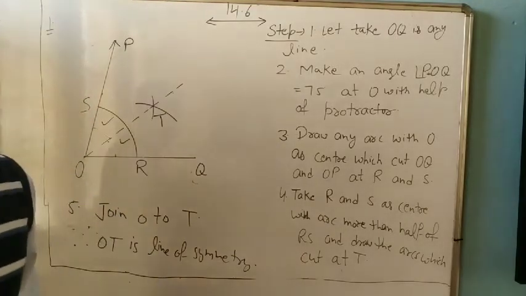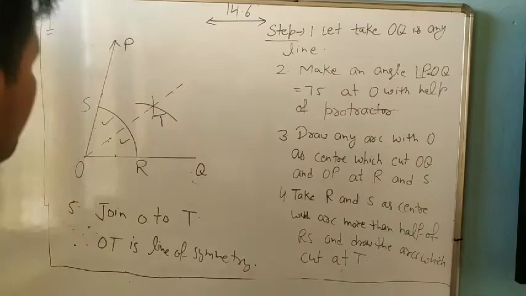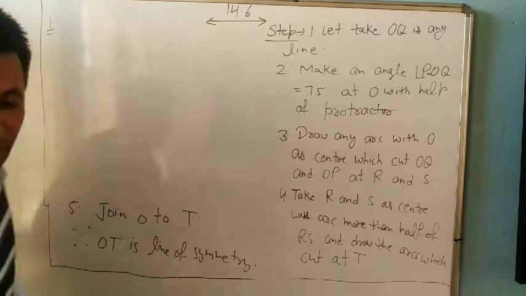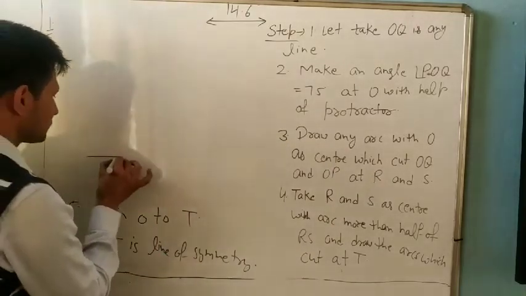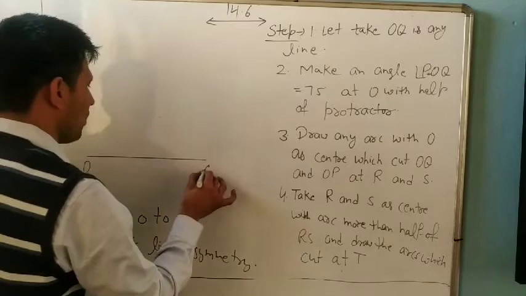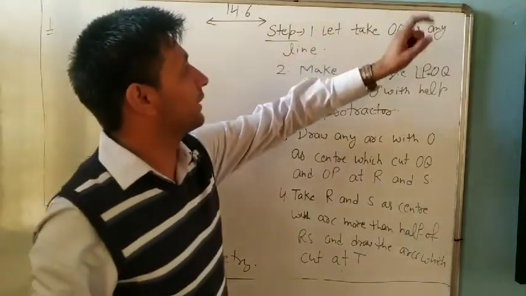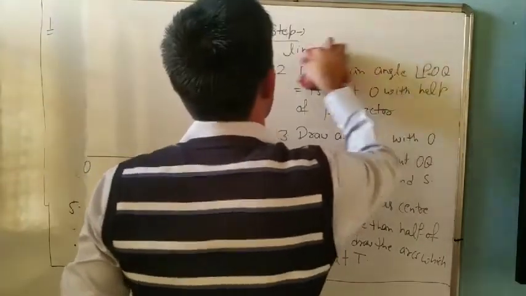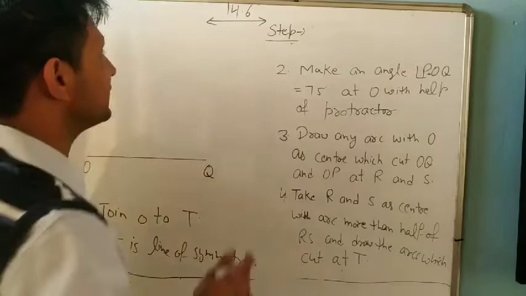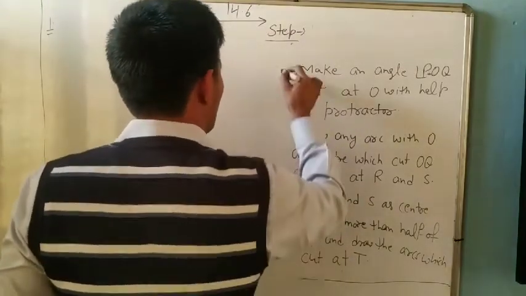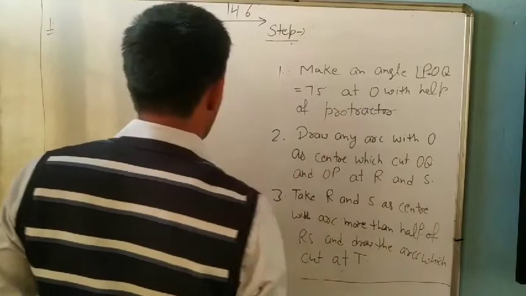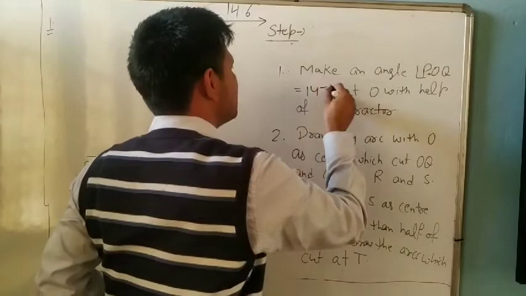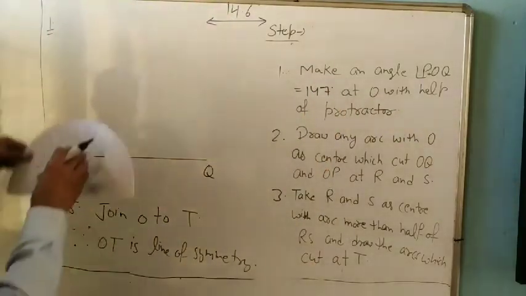Draw an angle of measure 147. So what will we do in 147? Same as before. We will draw any line OQ. Directly in this you can write, because we know what angle 147 is. So make an angle POQ of 147. How will you take 147? With the protractor.